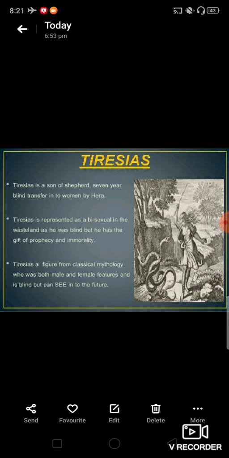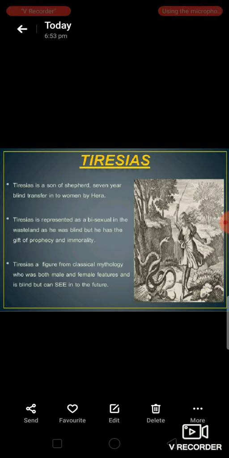See, Tiresias is represented as a bisexual in The Waste Land. And there is another story for his becoming bisexual, how his sex was changed, how he threw some pebbles at the snakes who were busy in their physical pleasure. Tiresias is represented as a bisexual in The Waste Land as he was blind, but he has the gift of prophecy and immortality. Immortality means he was immortal. The text says immorality here, which is wrong.